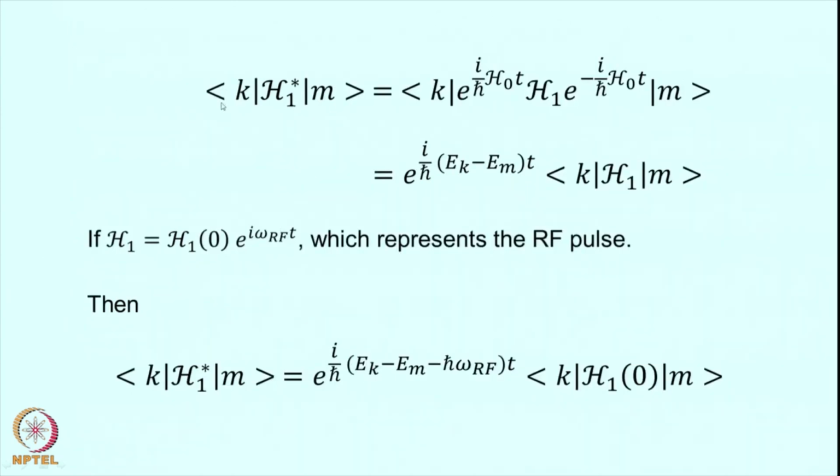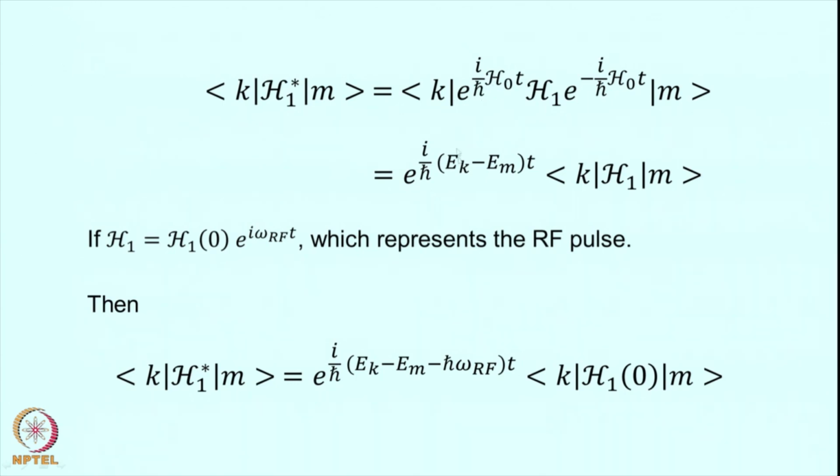Let us try and calculate the matrix element of this H1 star Hamiltonian between the two levels K and M, take the states K and M. So this is the bra state K, and I explicitly put here for H1 star e to the I by h cross H naught t, H1, e to the minus I by h cross H naught t, and on this side M. And what does this give me? This gives me I by h cross Ek, because this is an eigenfunction of the Hamiltonian H naught, right. So H naught operating on the state K gives me Ek.